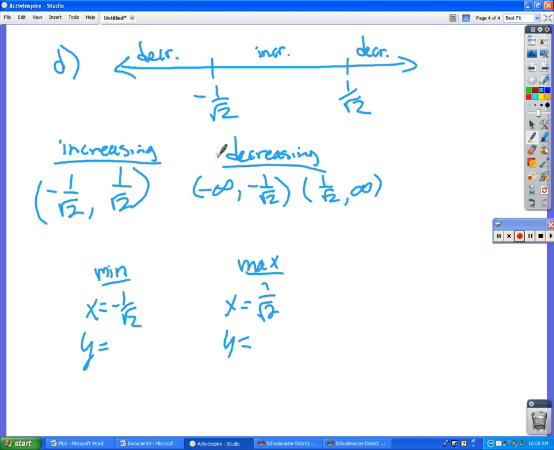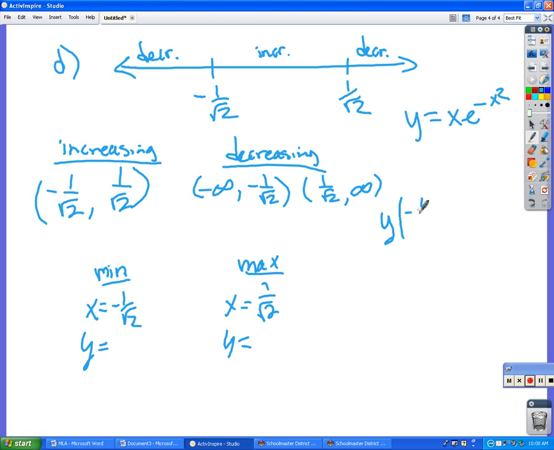So where do we plug it in? The original, because it says the y coordinates, not the y prime coordinates. So plug it into the y equation, which was y equals x e to the -x squared. So if you plug in -1 over root 2, then you get -1 over root 2 times, what's -1 over root 2 squared? 1/2. So it'd be times e to the -1/2. Right? So I might think about rewriting that as -1 over root 2e.